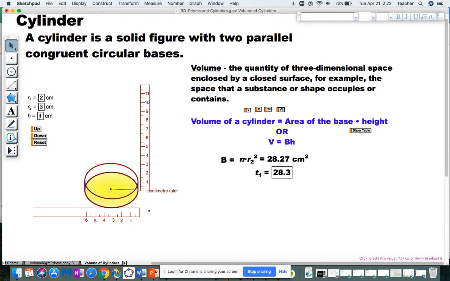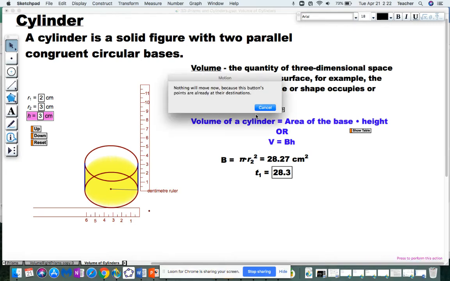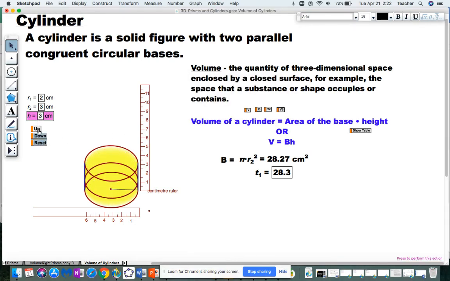The same thing with this. As this thing keeps getting taller, I just add another layer. So I just add another 28.27 if I have a height of 2. If I have a height of 3, I add another 28.27. Same thing. Every centimeter I go up, I add another base. I add another 28.27. So I got my big B.